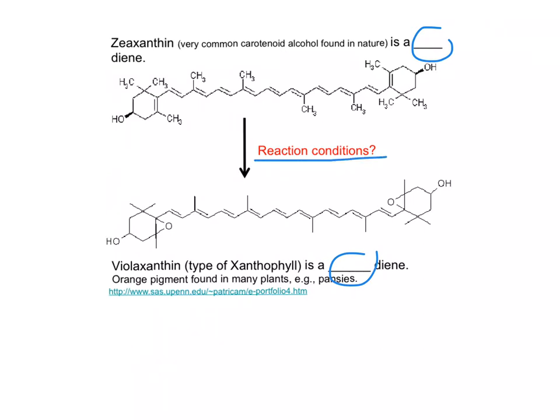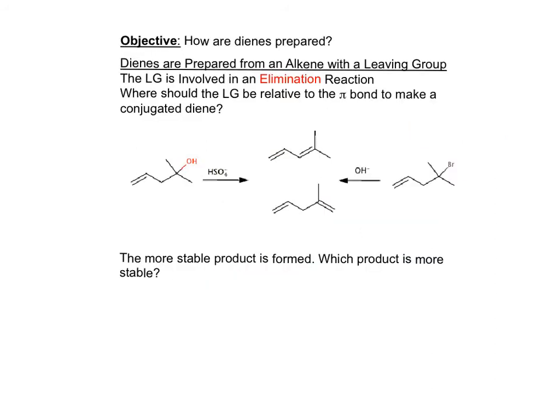So each compound is conjugated, and for the reaction conditions, there are two ways that we looked at to make epoxides from alkenes. Remember that carbon-carbon pi bonds are made through an elimination reaction, so conjugated dienes are prepared using an elimination reaction. So stop the video and answer this question and that question. So the leaving group should either be on the allylic carbon or the carbon adjacent to the allylic carbon, and then the more stable product is the conjugated one.